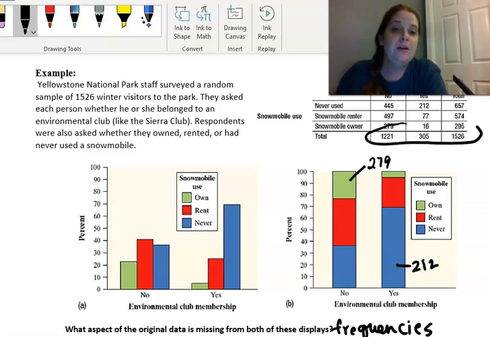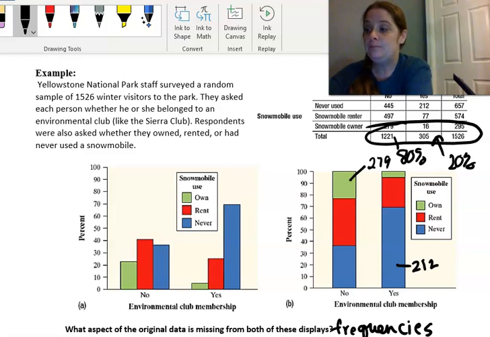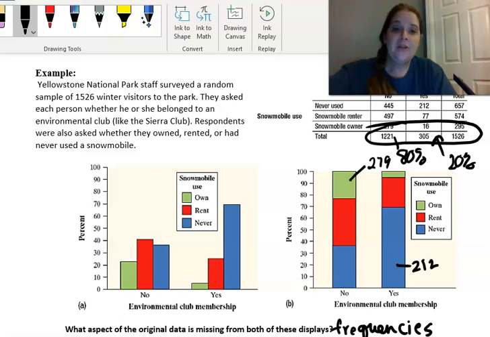If you look up here at the marginal distribution, this 1221 is 80%, and this 305 is 20% of the total. So there are 4 times as many people who said no than there are people who said yes in this case.